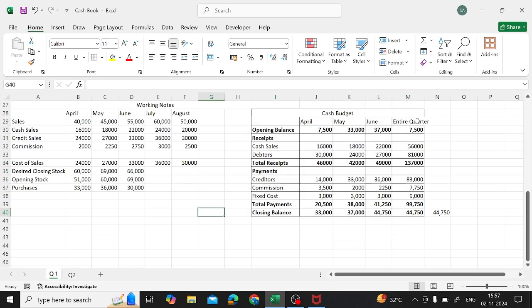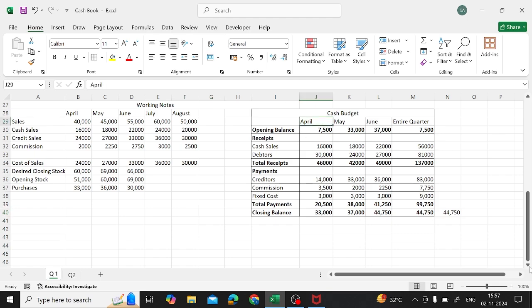This way you have to prepare a cash budget, and please do the formatting, and you can prefix the amount or write it in rupees and all.